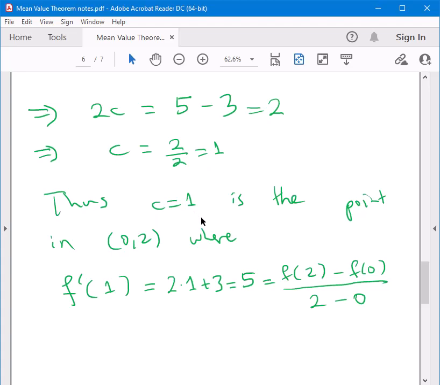Now, c equals 1 is the point in the interval 0 to 2 where the derivative is equal to 2 times 1 plus 3 equals 5, which is equal to f of 2 minus f of 0 divided by 2 minus 0, which is the slope of the line connecting the endpoints.